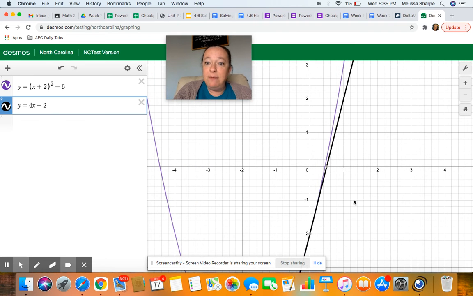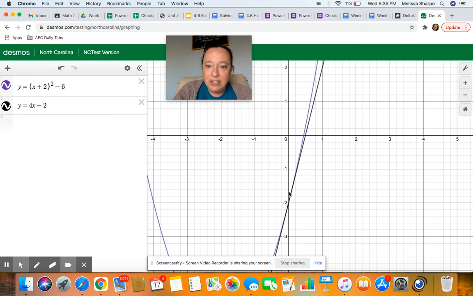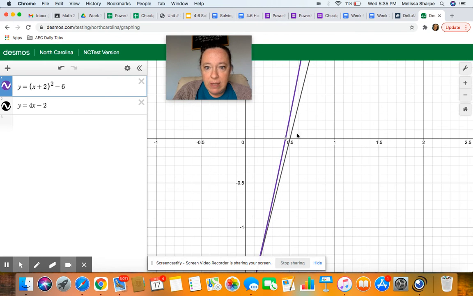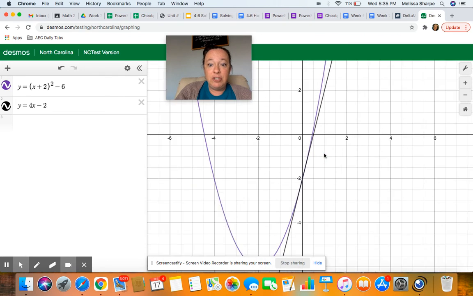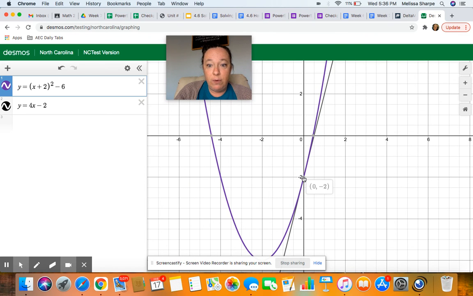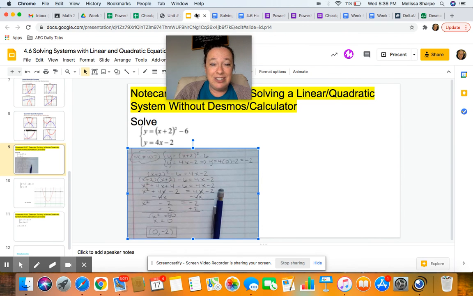Oh, and we've got to be careful with these. The intersection point is 0, negative 2. And if I'm not careful and don't zoom in enough, I will think, because it'll give me these points, those aren't the intersection points. Those are the intercepts, x-intercepts. So you've got to make sure you're looking at an intersection point to check yourself. And 0, negative 2 is absolutely the answer.